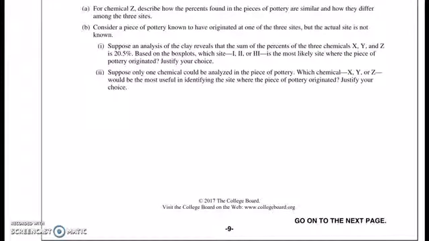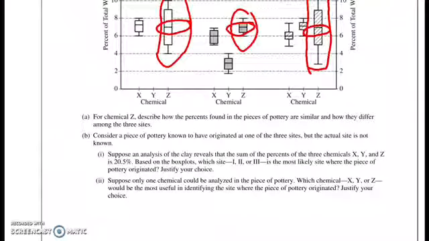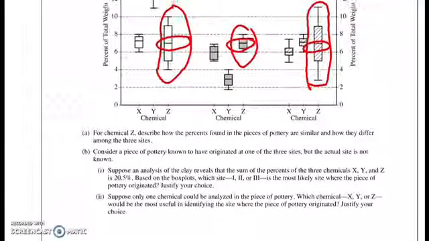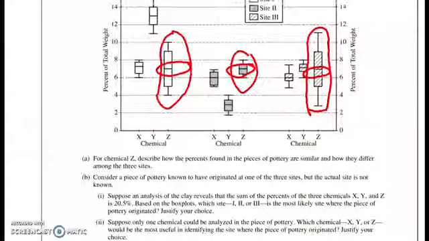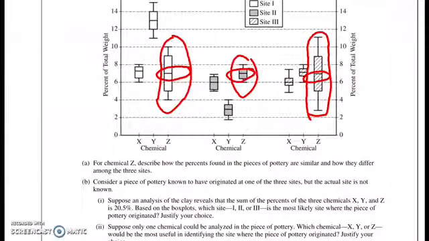Part B says consider a piece of pottery known to have originated at one of the three sites, but the actual site is not known. Part 1 says suppose an analysis of the clay reveals that the sum of the percents of the three chemicals X, Y, and Z is 20.5%. Based on the box plots, which site, 1, 2, or 3, is the most likely site where the piece of pottery originated, and it wants you to justify your choice.